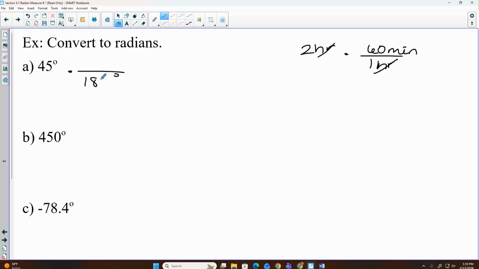We know 180 degrees is equal to pi radians. So to get my degrees to cancel, the 180 is on the bottom, so we multiply by pi over 180. So when we do that, if you type the whole thing in your calculator, you get a decimal because it multiplies out the pi. What I want you to do is put 45 divided by 180 and give me that in fraction form.